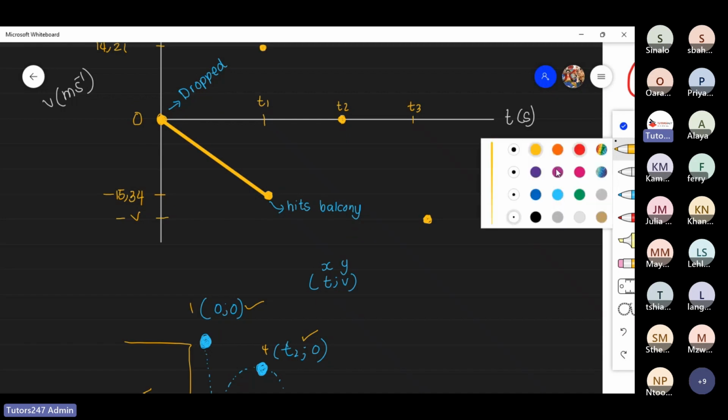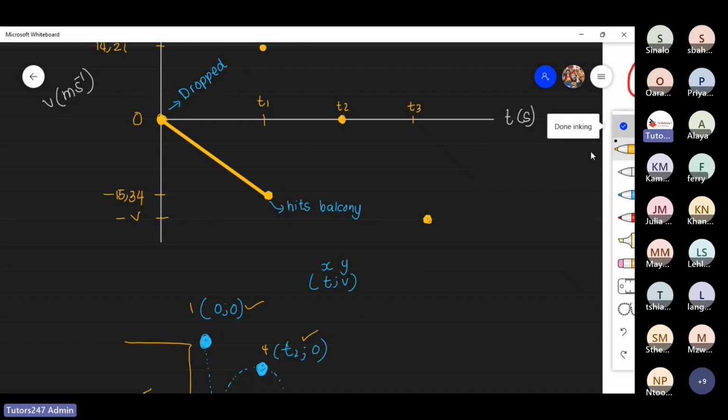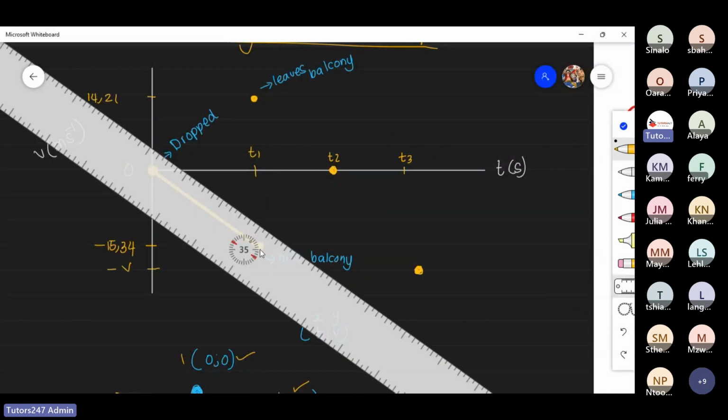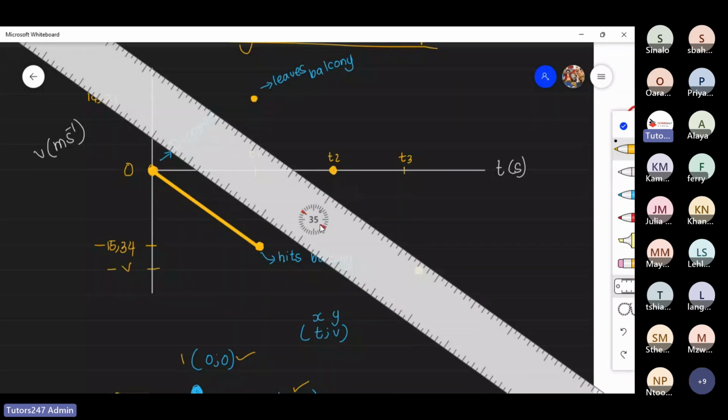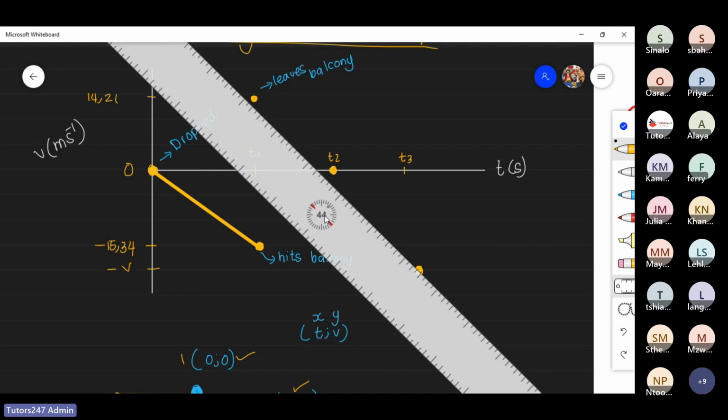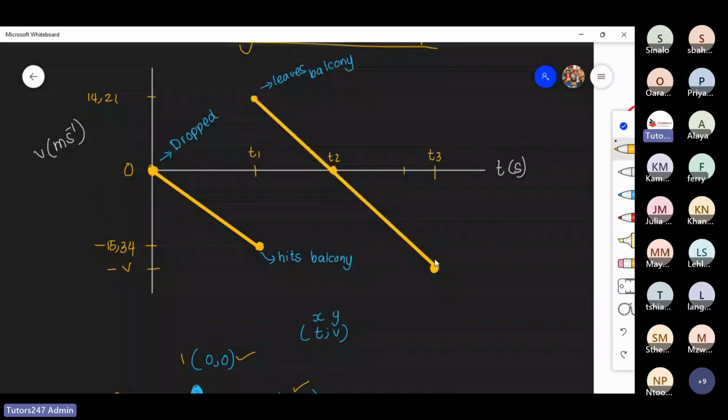Now what we can do is take our ruler and connect the 3 points. That is going to be our last and final part of our graph. So this was T3, and that's our graph. Keep in mind, this is maximum height. And this is when it hits the ground.